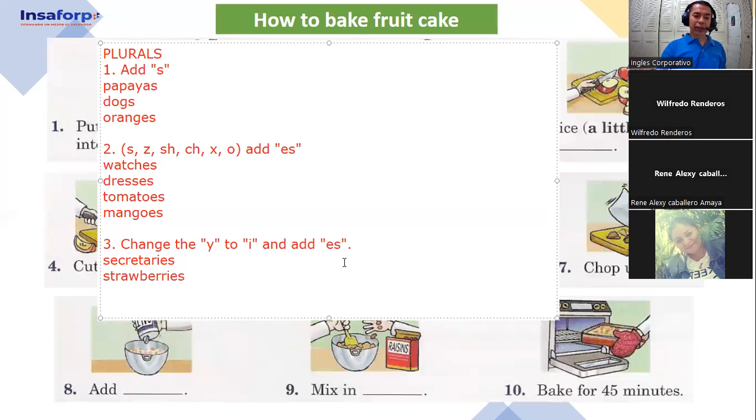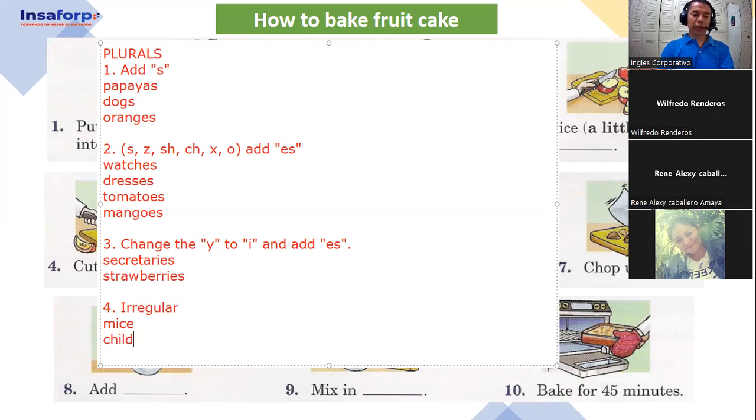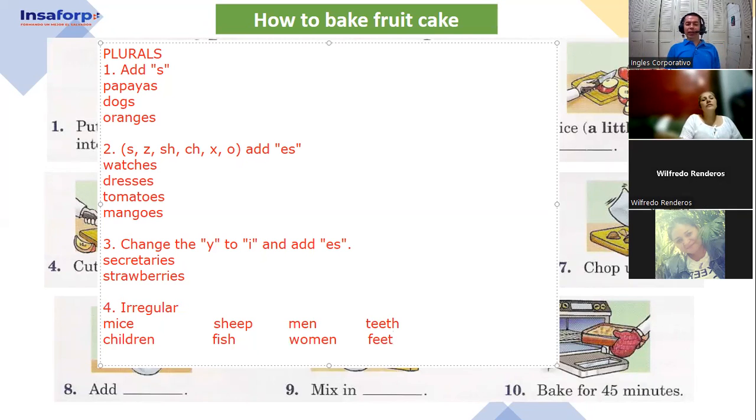Good. And the last one, number four, irregular. Irregular, right? For example, ratones, mice. Niños, children. Right? We have a lot. For example, sheep, ovejas, right? The same, sheep, the same. One sheep, two sheep. Also fish, right? Fish, singular, fish, plural. Etc. Aquí hay un montón. Other one is, for example, man, men, right? Woman, women. Diente, dientes, teeth. Pie, you know, foot. Feet. Etc. Hay un montón ahí. Tenemos un ejemplo, un montón de ejemplos.